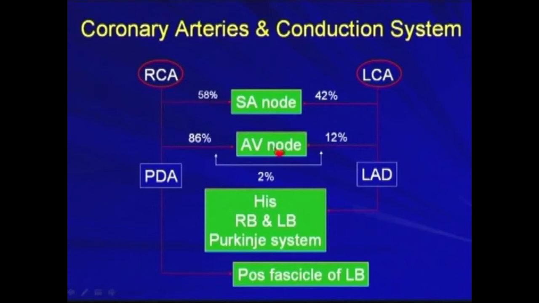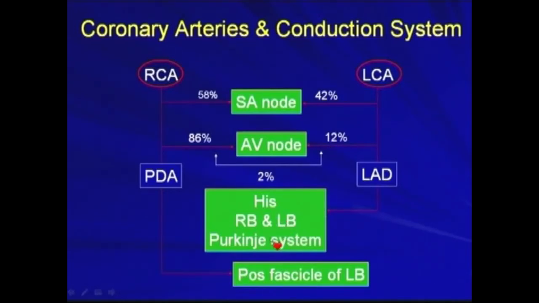For the AV node, the atrioventricular node, the arterial supply is nearly always from the posterior descending artery, which is the distal branch of the right coronary artery. Only around 10% of the time is it from the left system.